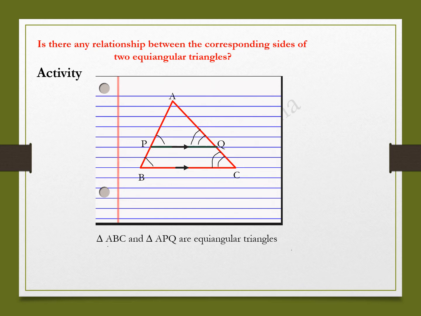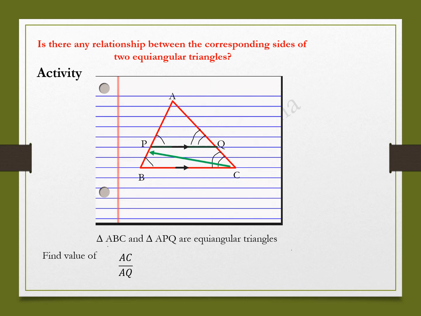What are we trying to find? Is there any relationship between the corresponding sides? That is what we want. So we will identify the corresponding sides. Is it clear, children? The side opposite to angle B is AC, and the side opposite to angle P is AQ. So AC and AQ are the corresponding sides. We'll find this ratio AC by AQ by measuring AC and AQ. Measure AC, measure AQ, and find out this value AC by AQ, children.